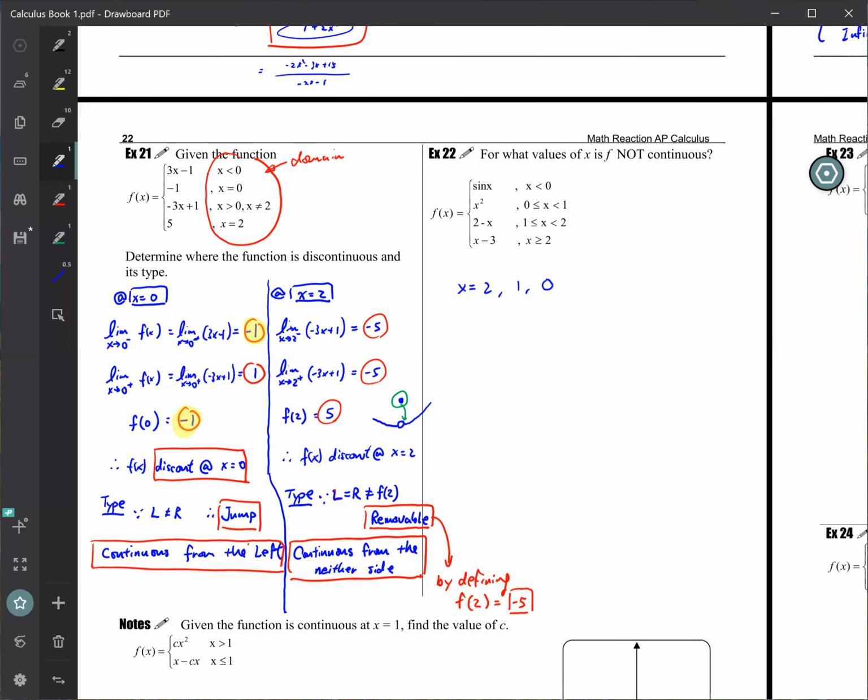Okay. Yeah. Check all the connecting points. You want to make sure they connect nicely to each other, because piecewise, sometimes they are broken, sometimes they are connected. So you'll be checking these ones and then do the rest of them. We'll continue question 22 next week.